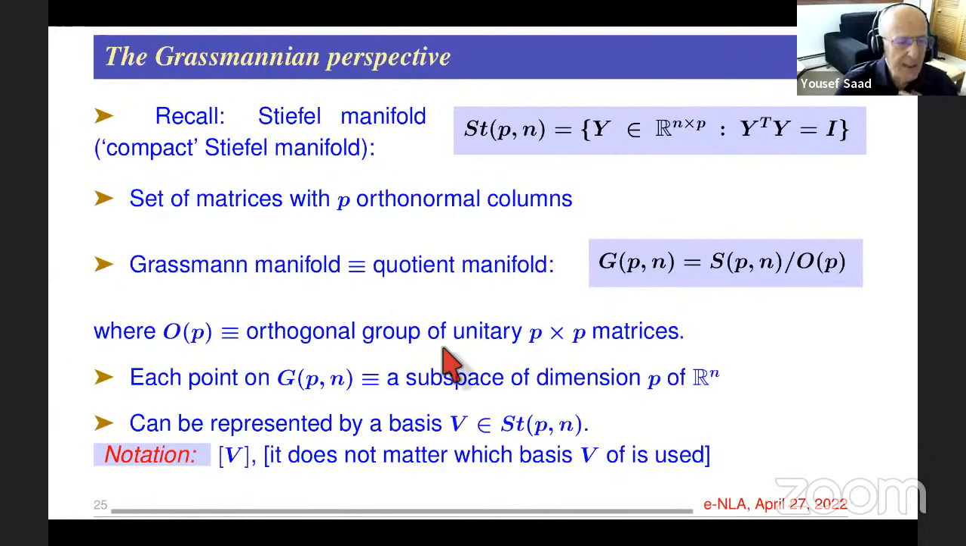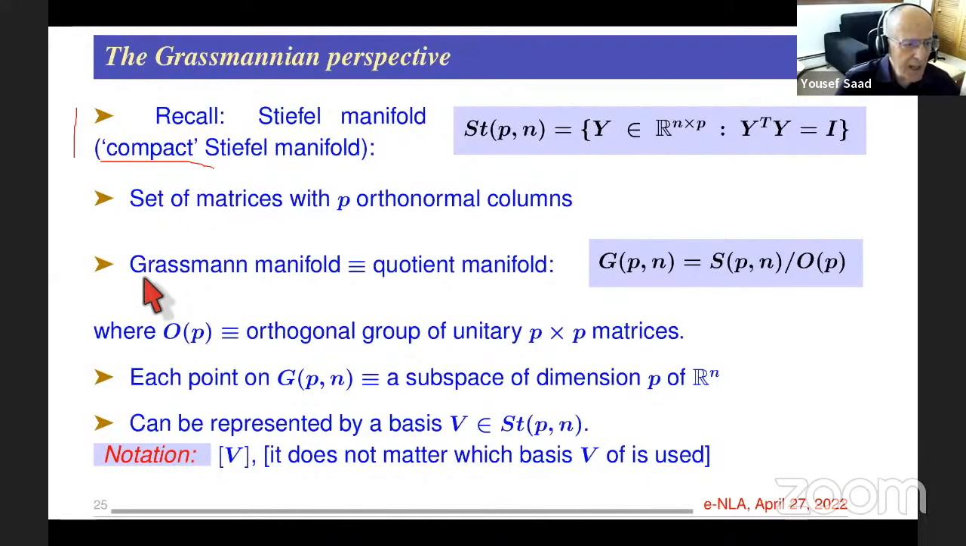So now I'll move on a little further into looking at invariant subspaces, and looking at subspaces as objects. I'm looking now at the Grassmannian perspective. Just a brief reminder, we call a Stiefel manifold, sometimes actually a compact Stiefel manifold, the set of matrices that are n by p, where p is less than or equal to n, such that Y transpose Y is the identity. So this is the set of orthogonal matrices. That's all there is to it.